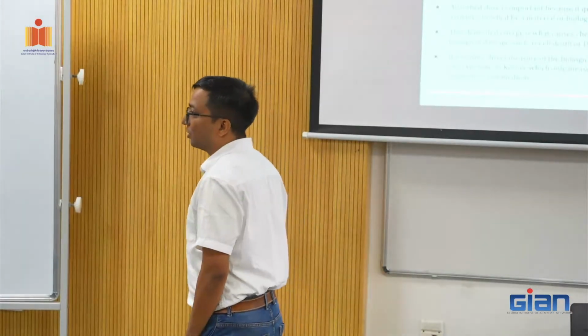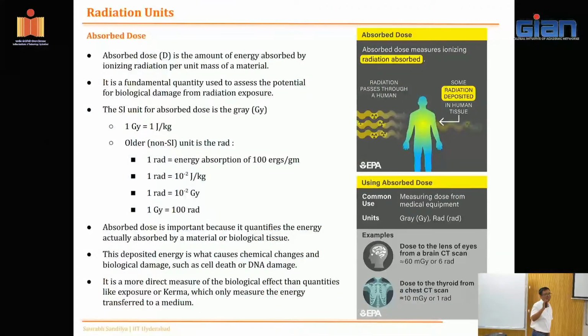Another less popular unit of radiation is the rad, which is in ergs per gram. I think in medical physics people still use the rad unit. So 1 gray is 100 rad. Convert this and you will figure out 1 gray is equal to 100 rad. Absorbed dose is important because it quantifies the energy which is actually absorbed by the material or biological tissue, and this unit will tell you how much damage is done, because that is the energy being absorbed by the body.